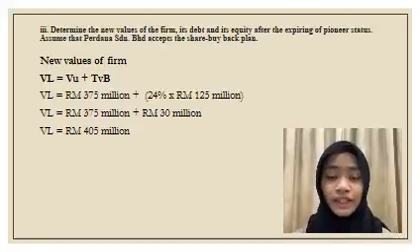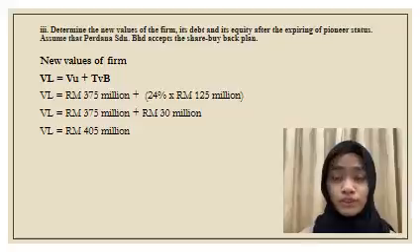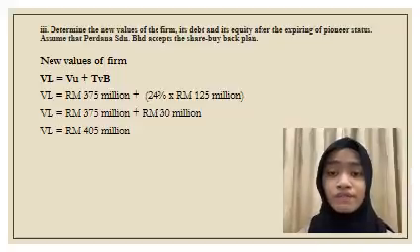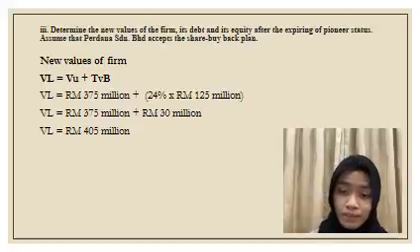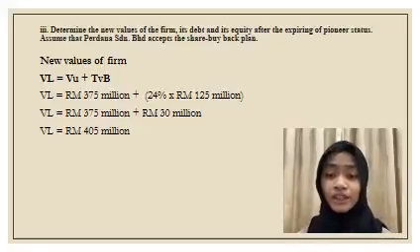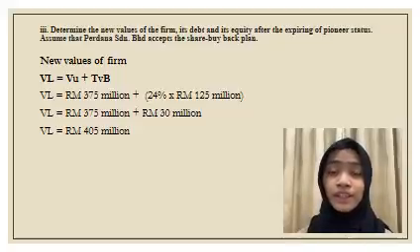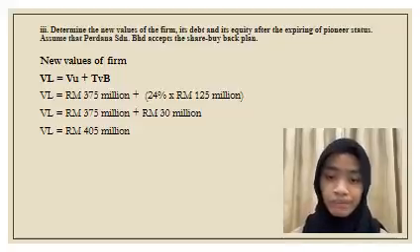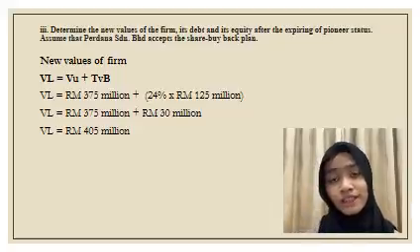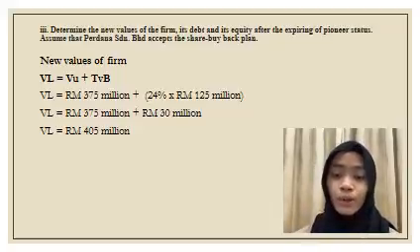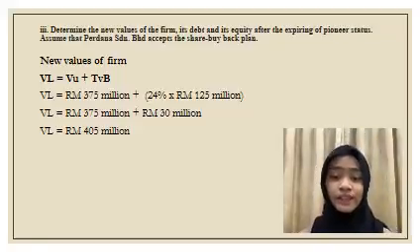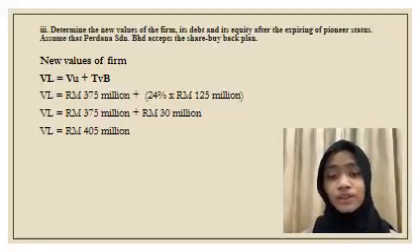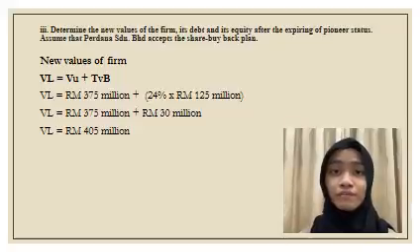The VU we can get from Roman 2, which is 375 million, plus TB, which is 24% times RM 125 million. The 24% we can get from the question, and 125 million was the debt amount. After multiplying 125 by 24%, we get 30 million. So the answer we will get is 405 million.